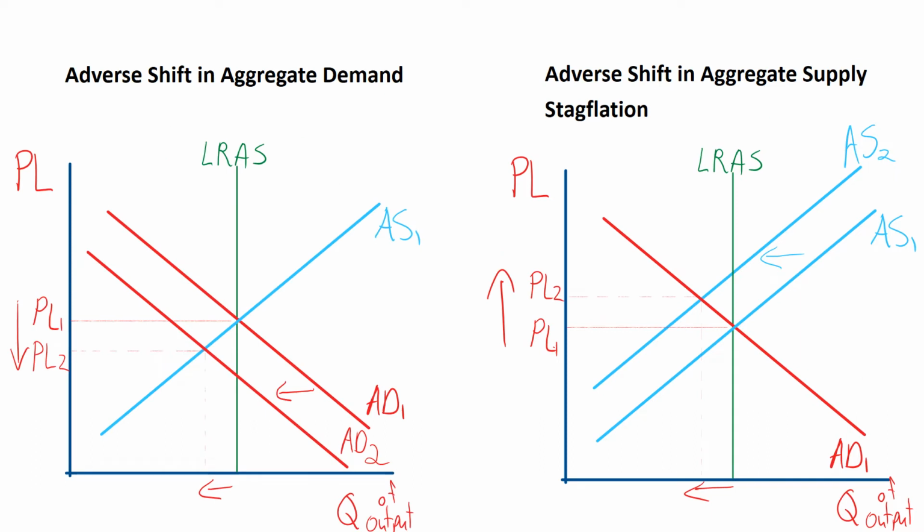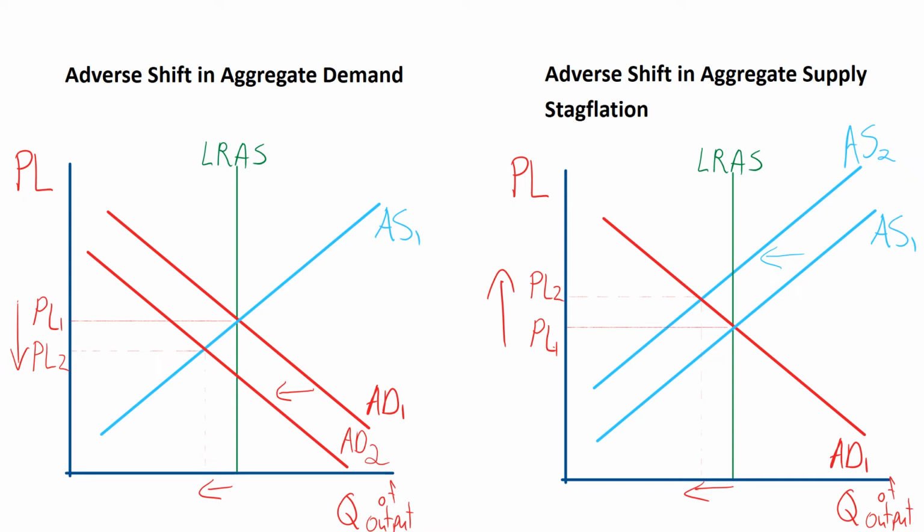All right, so I just wanted to pull up these two things right now. If we have an adverse shift in aggregate demand, which is on the left, right? That's loss of consumer confidence. Stock market goes down. Threats of tax increases in the future, perhaps. What are we going to see? We're going to see a recessionary gap. But price levels go down.